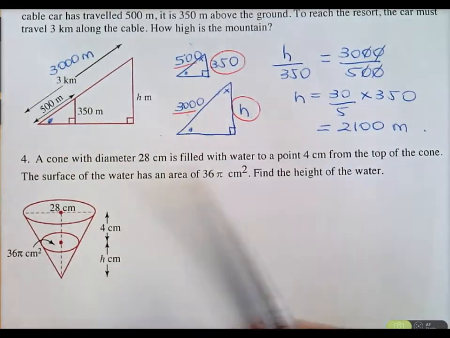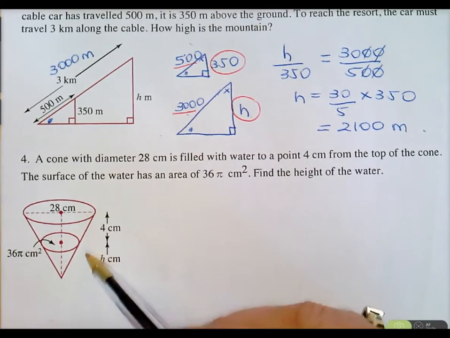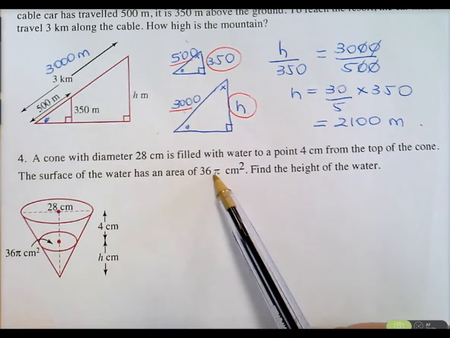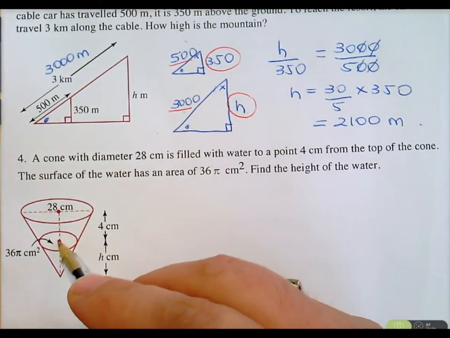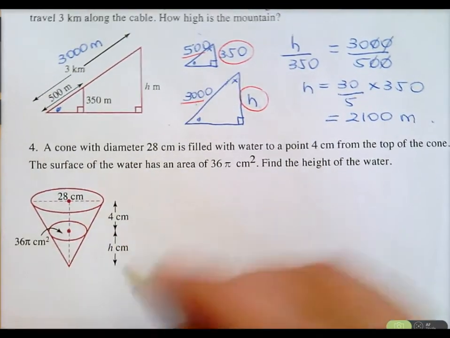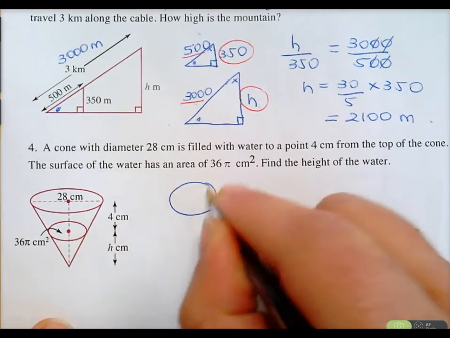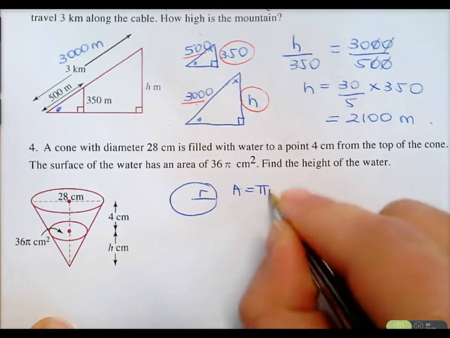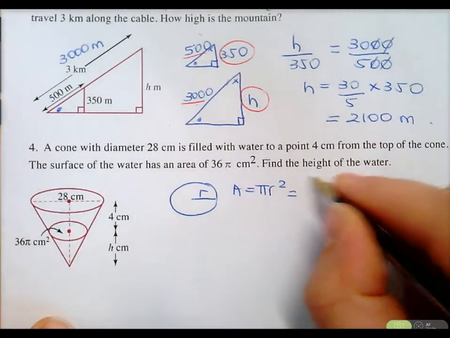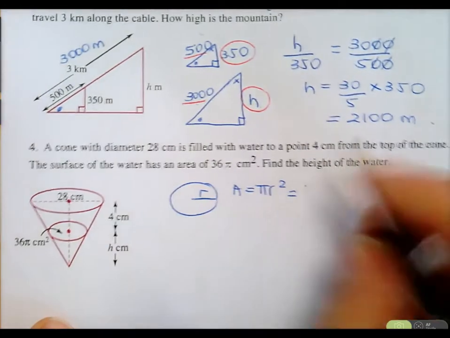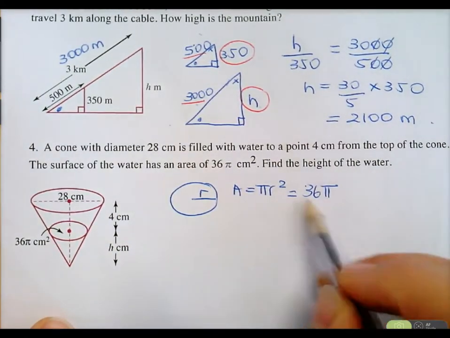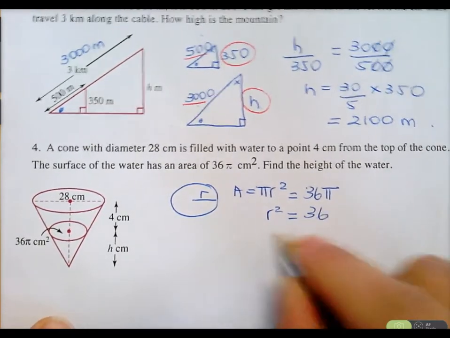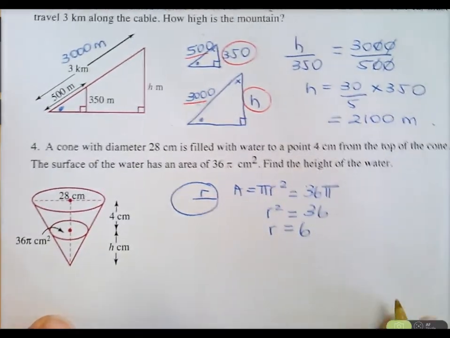Diameter 28 centimeters is filled with water to a point 4 centimeters from the top of the cone. The surface of the water down here has an area of 36 pi centimeters squared. So let's look at the circle down the bottom. Radius. Area is pi r squared, which is what? Anyone? 36 pi. Now the pi's are the same, so therefore r squared is? So therefore r has to be positive 6 because it's a measurement.